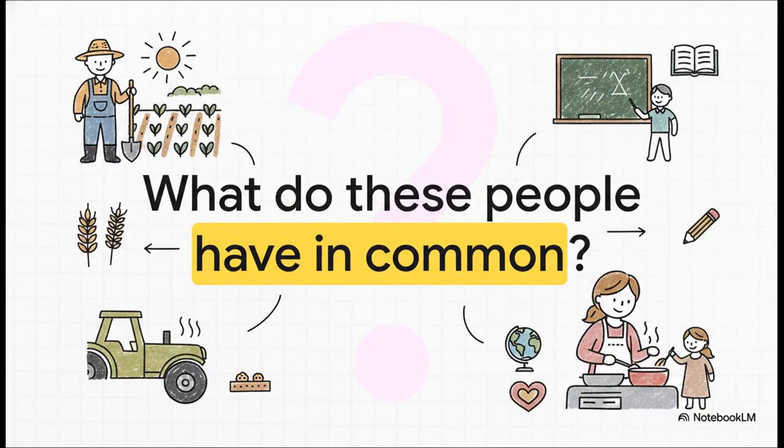So that brings us to a very interesting question. On one hand, you have a farmer growing crops. On the other, a teacher in a classroom. And then a mother cooking a meal for her family. They all seem so different. But what do they have in common? Let's keep that question in mind as we go forward.